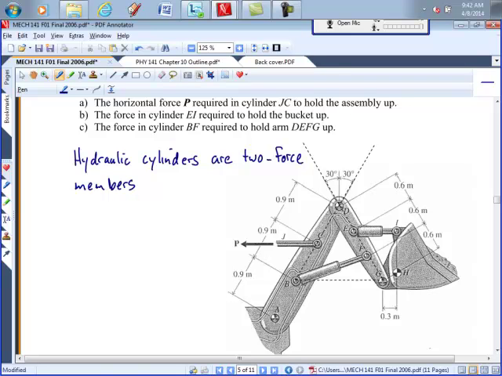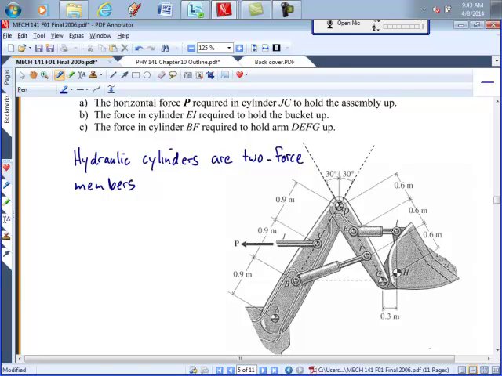I could also start at section B. So start at the bucket. If I start at the bucket, it's got one weight force acting on it. What other forces would be acting on the bucket? Right, we have the force from the cylinder, EI, and we'd have reactions at G.